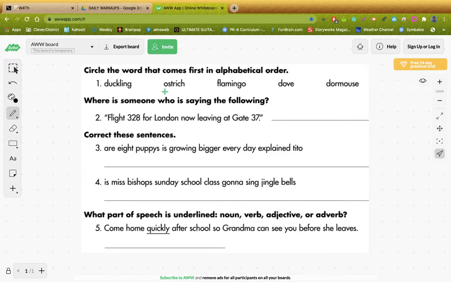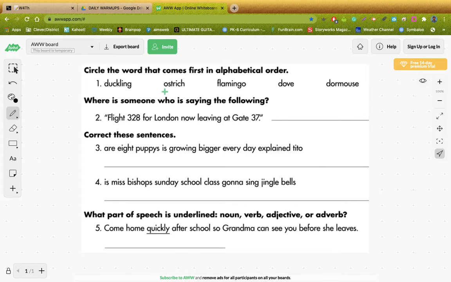Okay, look at number 2. It says, where is someone who is saying the following? Where would you be if you heard these words? Even if you haven't ever been to one of these, you can still figure it out by using context clues, using the words that are in the sentence.